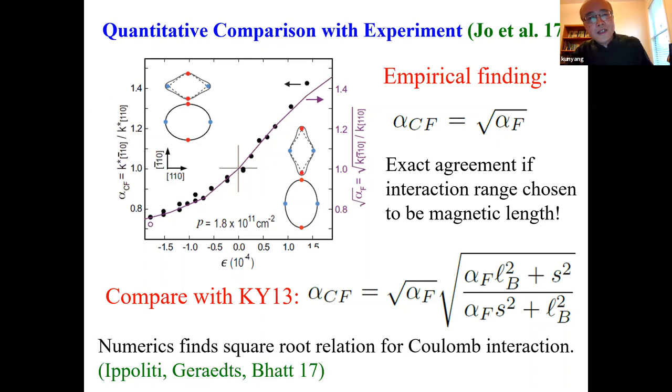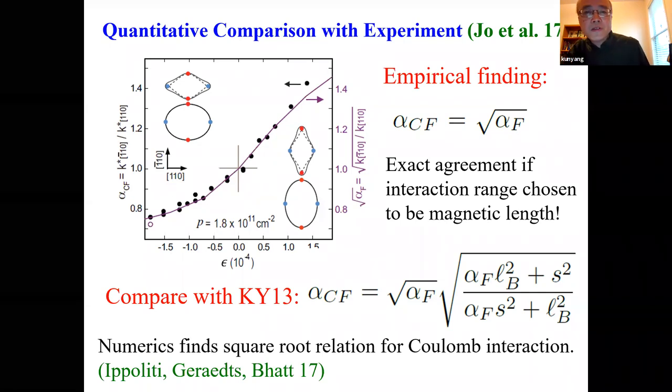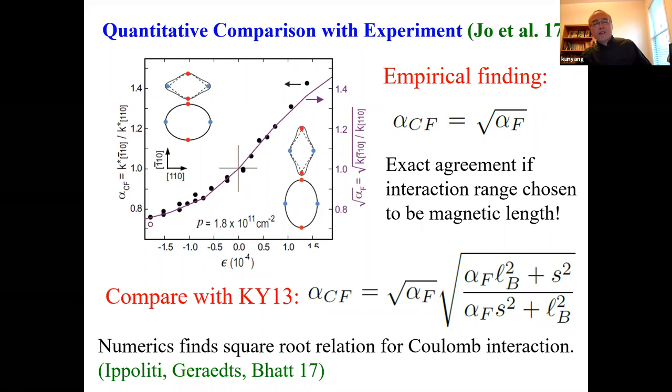And in later detailed numerical work, my friend Robin Bart and his associates found that even if you don't introduce the well width effect, but just use the bare one over r Coulomb interaction, you also get a very good square root relation. And that again, maybe in retrospect, is not too surprising either, because the Landau level form factor spreads out the Coulomb interaction as well.